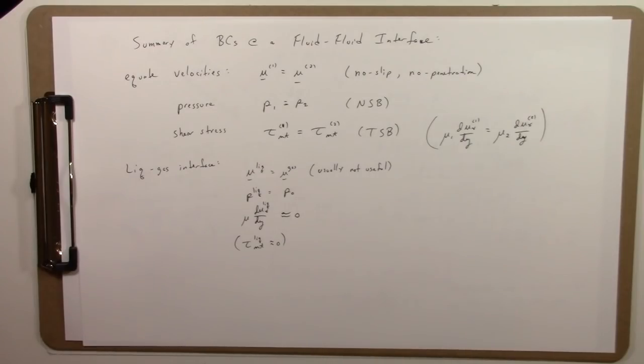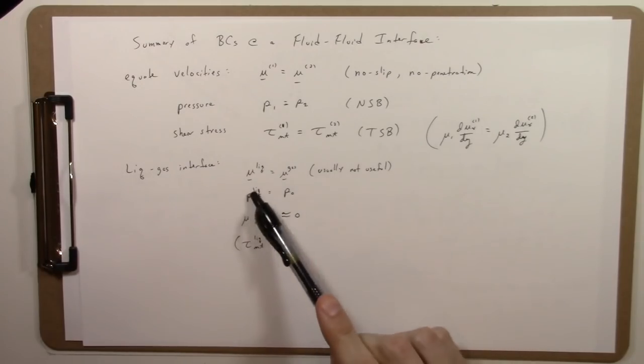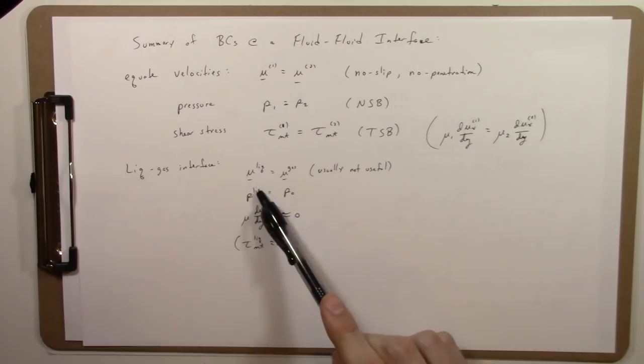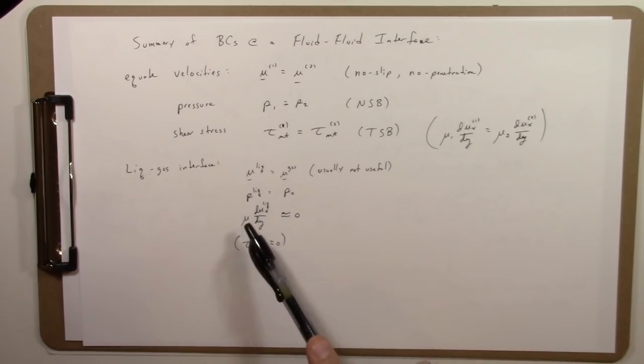So the ones you should memorize are no slip and no penetration for a fluid-solid interface. You should recognize that they also hold for a fluid-fluid interface and understand how to get the no slip, the normal and tangential stress balances in these simplified forms. Namely, the pressure is equal at a liquid-gas interface and there's zero shear stress at a liquid-gas interface. And that's all we really need to know for the purposes of this course.